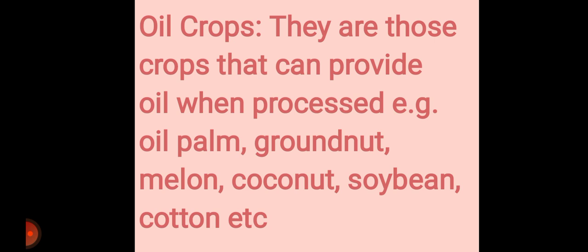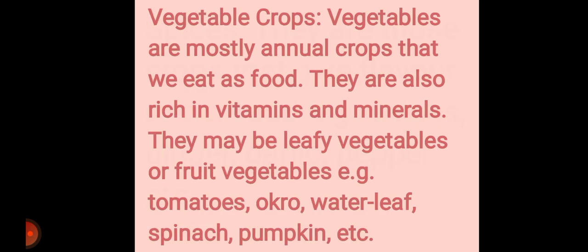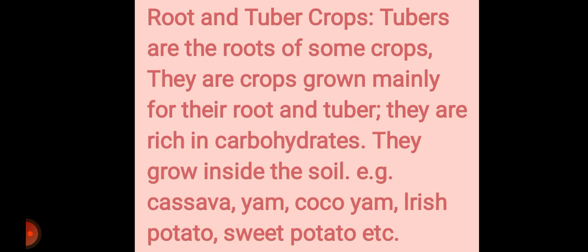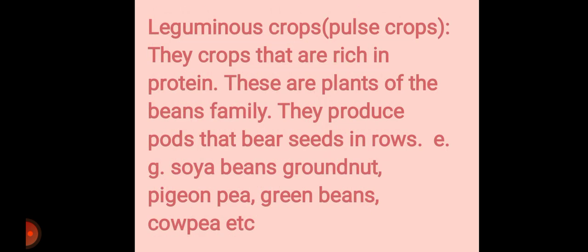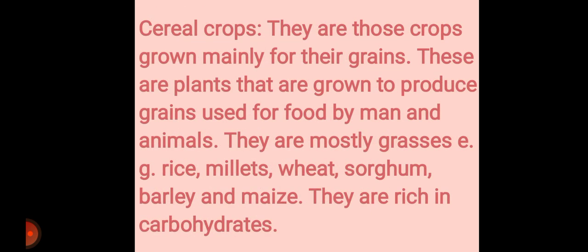All right, we've come to the end of this revision class. Remember we talked about two types of crops, the food crops and the cash crops, and we mentioned a whole lot, I think 9 of them: oil crops, drug crops, latex crops, beverage crops, spices crops, vegetable crops, roots and tubers crops, fruit crops, leguminous or pulse crops, and cereal crops. Hope you've learned and you try to remember what you have been taught.